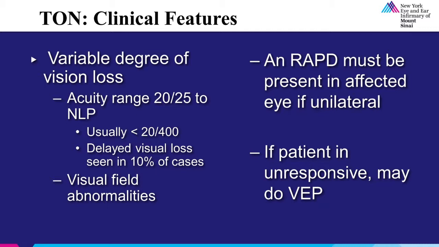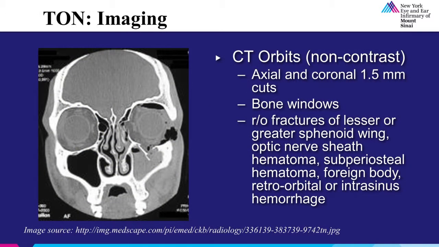In cases in which there is significant injury to other organ systems and the patient is unresponsive and the diagnosis of traumatic optic neuropathy is uncertain, a visual evoked potential may be necessary to confirm the diagnosis. Regarding imaging studies for traumatic optic neuropathy, a non-contrast computed tomography of the orbits with axial and coronal thin cuts of approximately 1.5 millimeters with bone windows is recommended. This is helpful to rule out the following: fractures of the greater or lesser wings of the sphenoid, optic nerve sheath hematoma, subperiosteal hematoma, intraorbital or intracranial foreign body, and retroorbital hemorrhage.